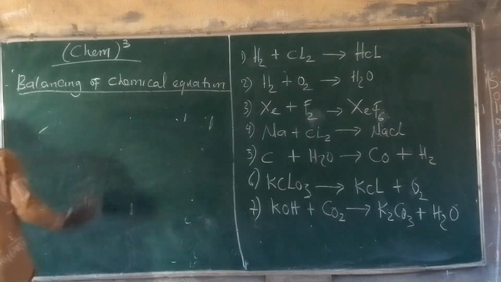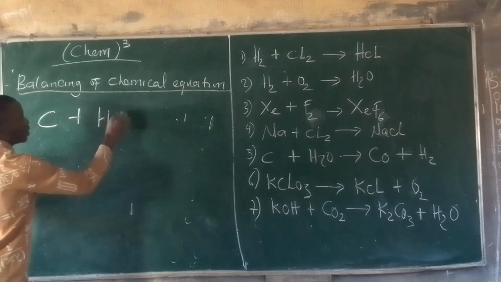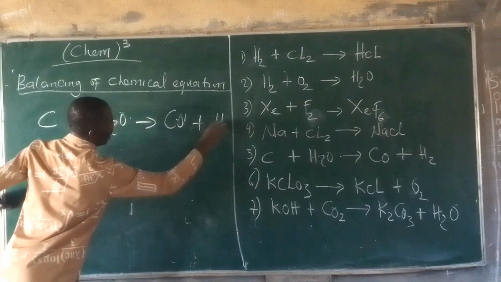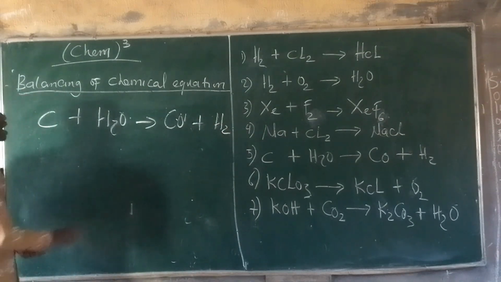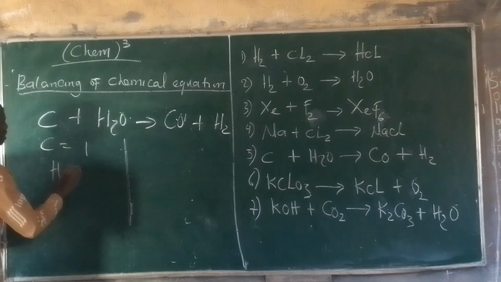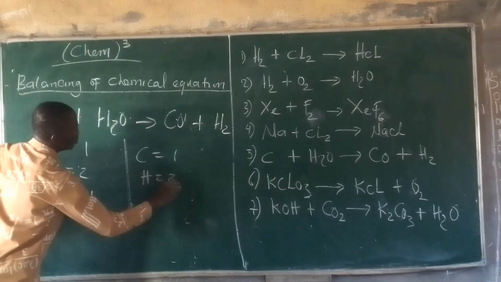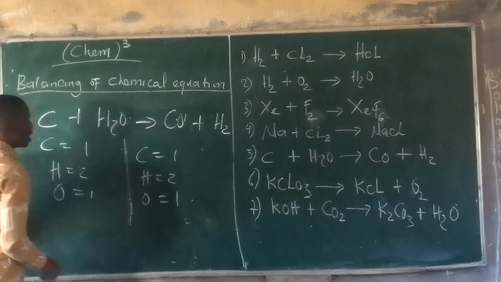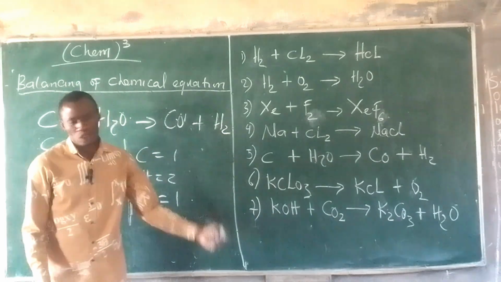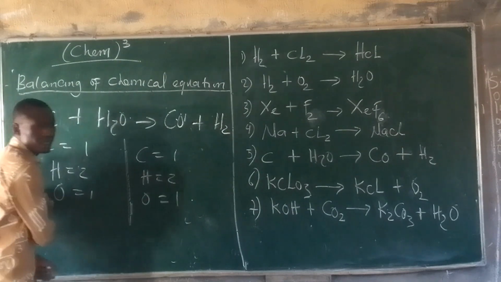The other equation we have is carbon plus water going to give me an oxide of carbon plus hydrogen. Looking at this equation, let's list out what we have. Carbon is 1, hydrogen is 2, oxygen is 1. Carbon is 1, hydrogen is 2, oxygen is 1. Now, we don't have a problem. The equation is already balanced. Let's go to the next one. We don't need to balance this equation because it is already balanced.